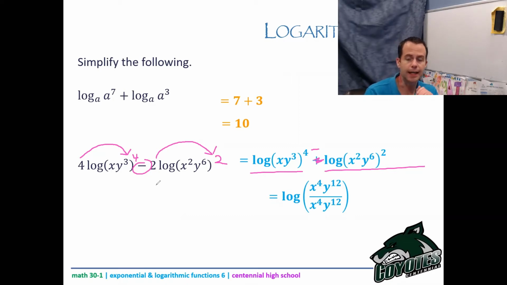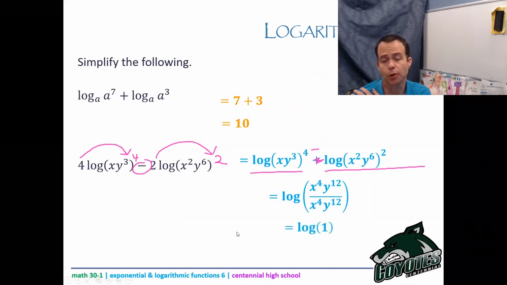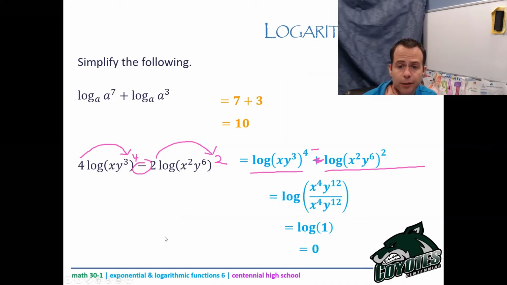And I said, hey, when I'm subtracting logs, I can smush that together to be a single log if I divide the things I was taking the log of. So I wrote it as log of x to the 4, y to the 12 over x to the 4, y to the 12. Anything divided by itself is 1, so that becomes log 1. But then we've already talked about log 1 today. That would be 0. So either way, you're going to get 0. It doesn't really matter.